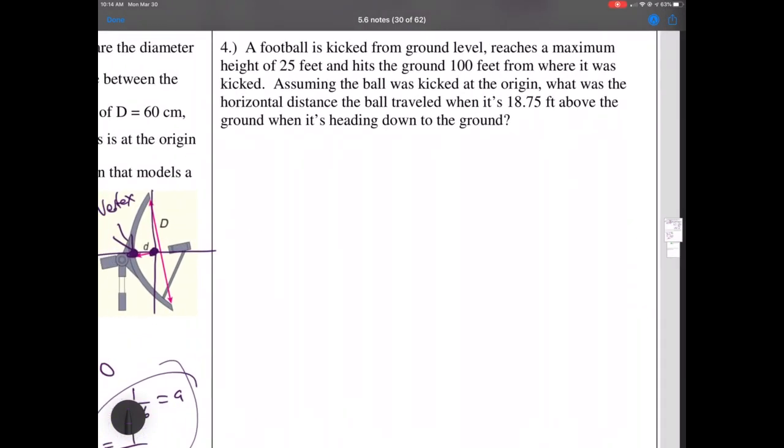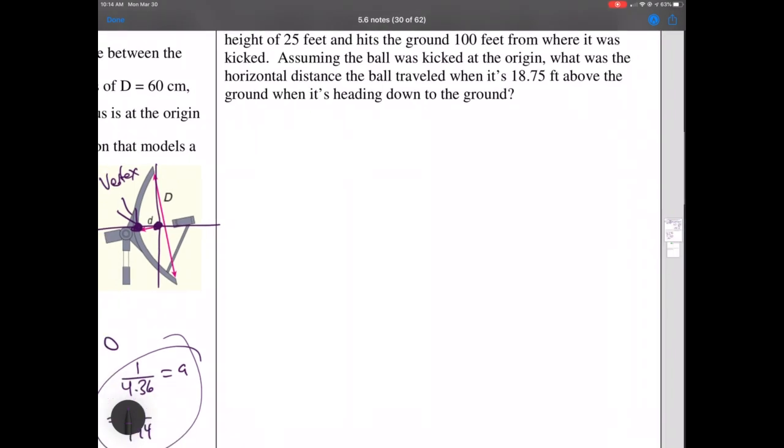Alright, a football is kicked from ground level, reaches a maximum height of 25 feet, and hits the ground 100 feet from where it was kicked. Assuming the ball was kicked at the origin, what was the horizontal distance the ball traveled when it's 18.75 feet above the ground when it's heading down to the ground? So we're going to draw a quick diagram.